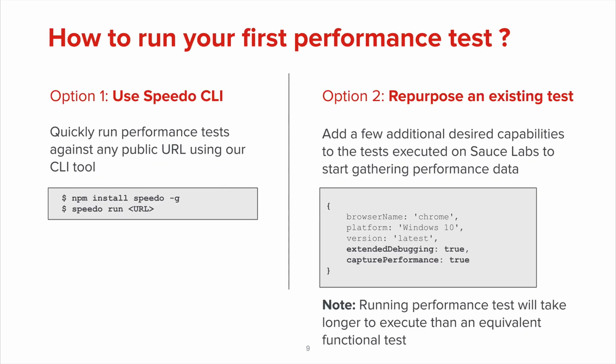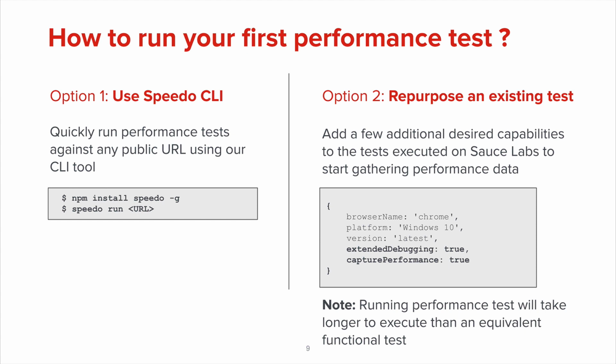So how do you actually run your first performance test? There are two options. Option one, simply use our Speedo CLI tool. You can quickly run performance tests against any public URL using Speedo. First, install Speedo in your local environment, and then call speedo run with the URL you're choosing to start running tests on Sauce and capturing performance values as part of it as well.